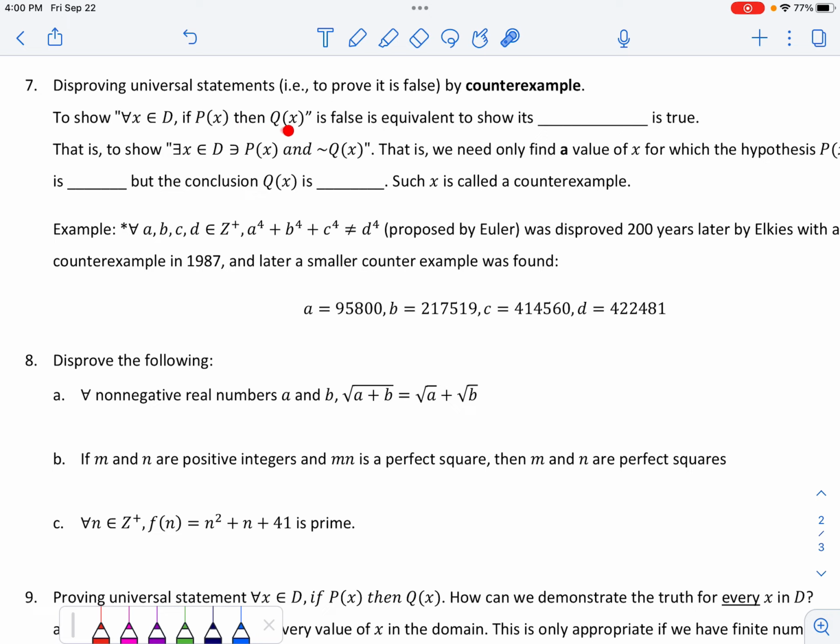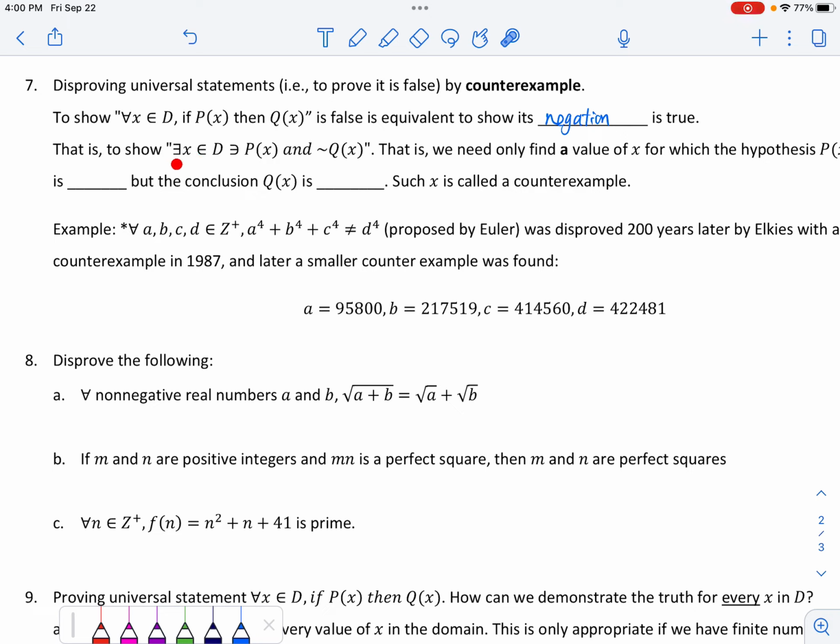To show this statement is false is equivalent to showing its negation is true. So let's first take a look at its negation. The negation of this universal conditional statement is there exists x such that p of x and not q of x. If you want to refresh your memory on how to negate this, I would suggest you go back to the last unit and take a look at how we actually negate that.